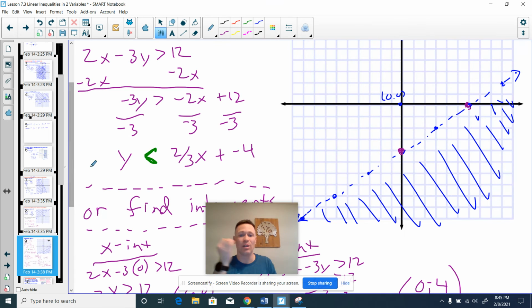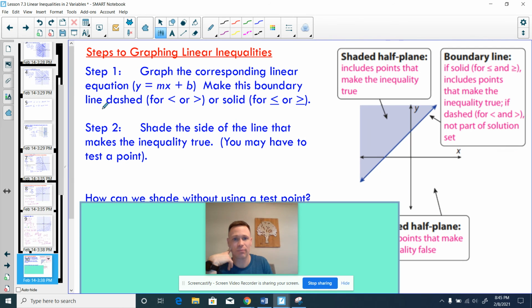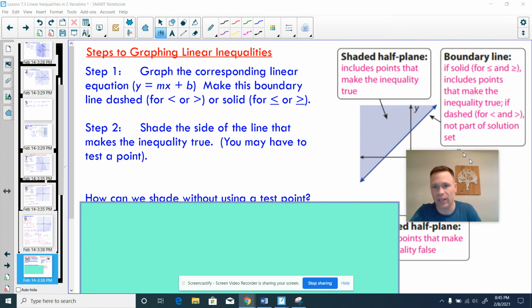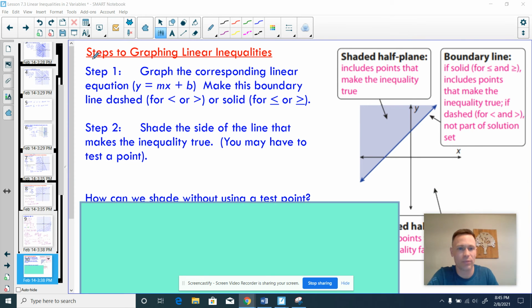Okay. Now, would you like to know a shortcut for shading? I bet you would, because there is one. And it works when it's solved for y. Let's dig in. So to summarize some of the patterns we're noticing here, the first thing you're going to do is always graph the corresponding linear equation y equals mx plus b, right? So you're going to find a slope and a y-intercept, and you're going to graph that. That's if it's solved for y. If it's not, solve it for y, and you can do it.